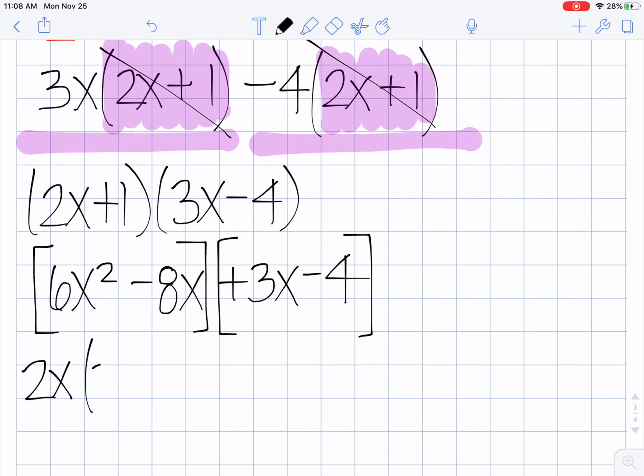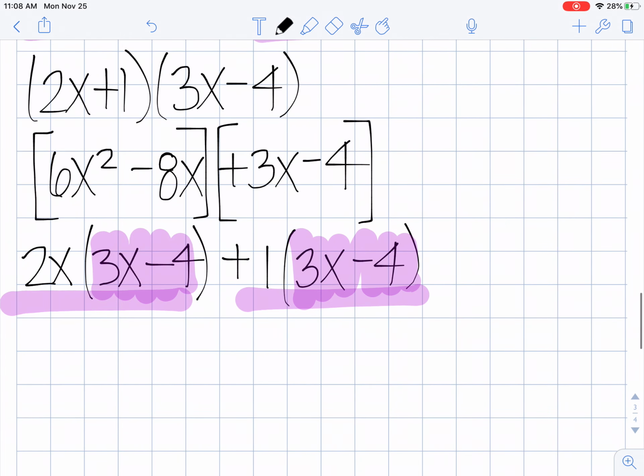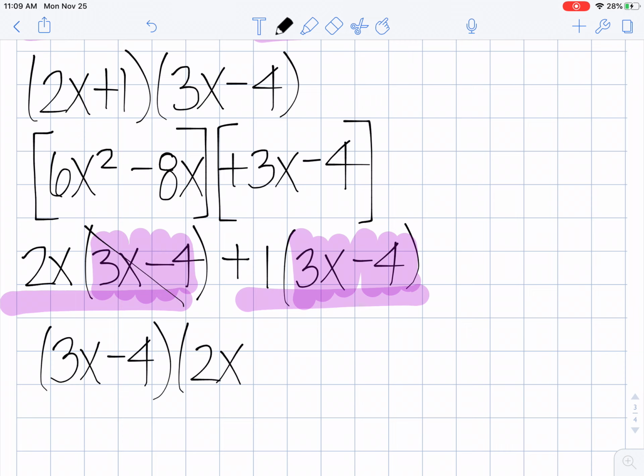So 2 times 3 is 6, and x times x is x squared. And 2 times negative 4 is negative 8. Okay, what do 3x and negative 4 have in common? They have nothing. They just have a regular old 1. 3x minus 4. Okay, so now here are my two groups. They both have in common a 3x minus 4. So in my first group, if I take out a 3x minus 4, what am I left with? 2x. In my next group, if I take out a 3x minus 4, I'm left with a positive 1.